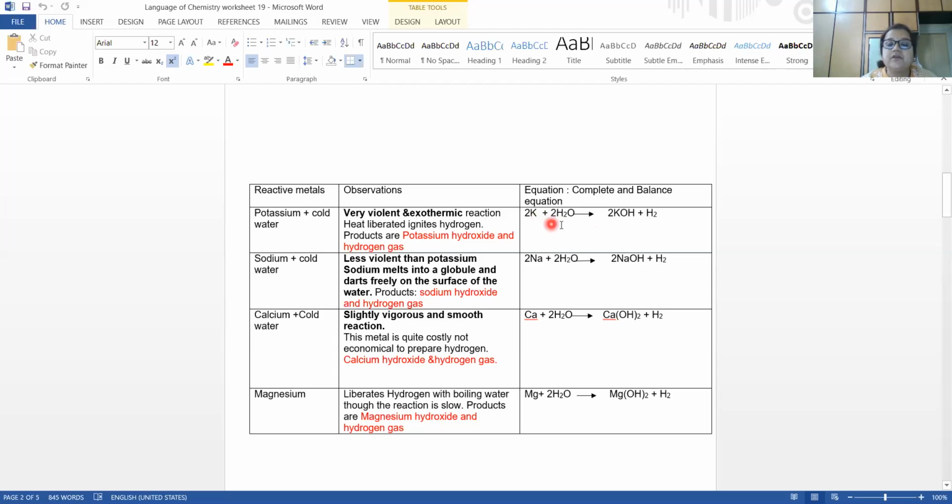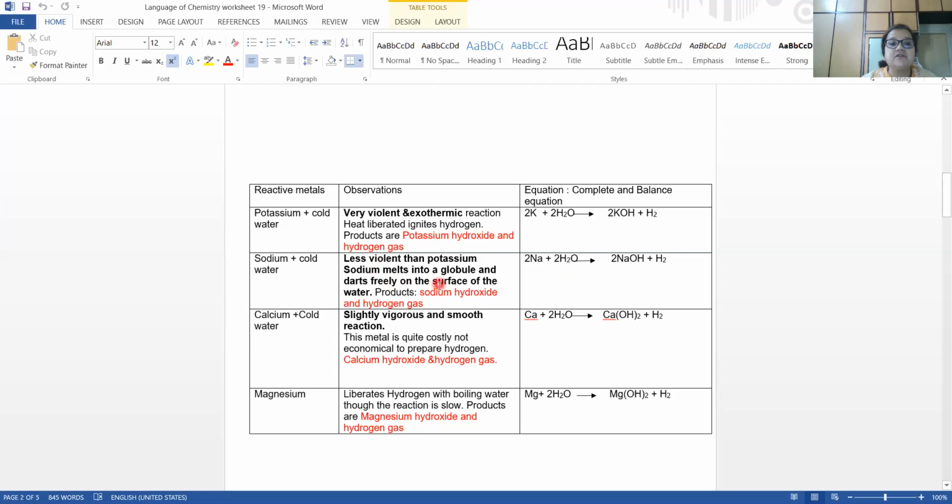Now see over here. So this will give you KOH. Understand, they are giving the product also. The product is given to you, that is potassium hydroxide and hydrogen. So what's so difficult in that? You just write down: potassium hydroxide is caustic potash, and caustic soda is NaOH. So write down these equations.